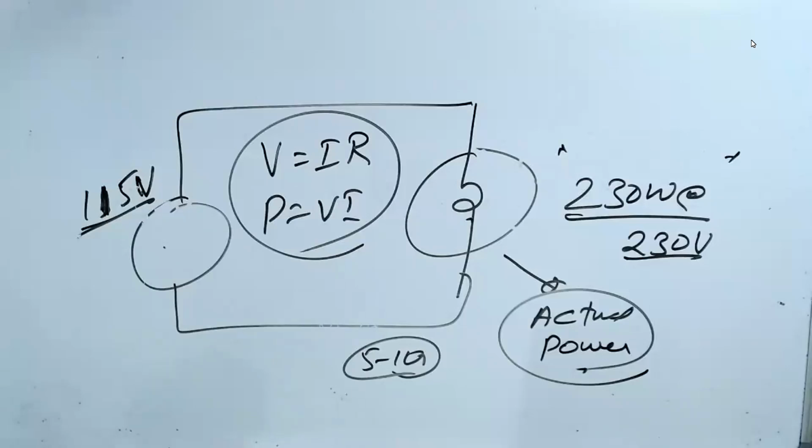If it is working at 230 watts at 230 volts, then it is a 1 ampere rating. But if 115 volts is provided, then the current will be 2 amperes. But its rating is 1 ampere. So no, you're wrong. Your answer is wrong, perfectly wrong.